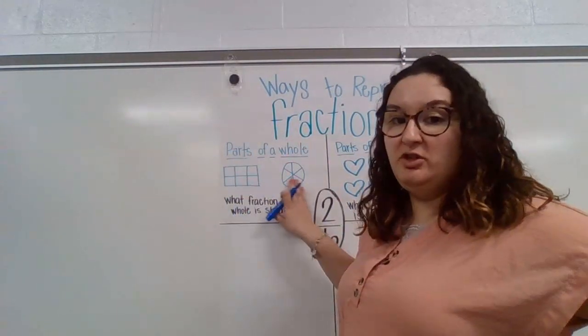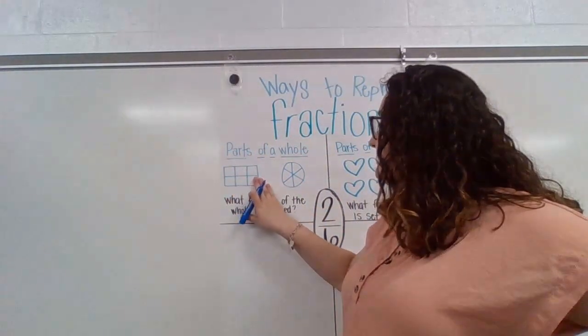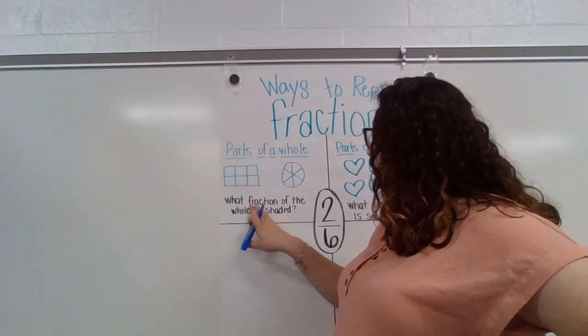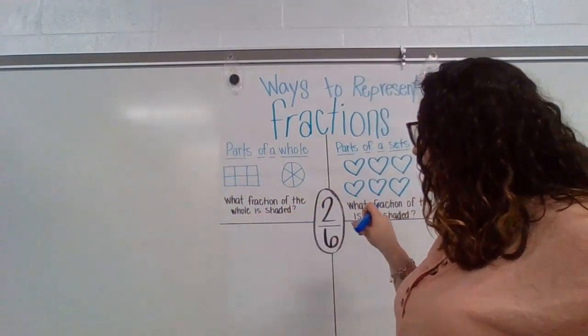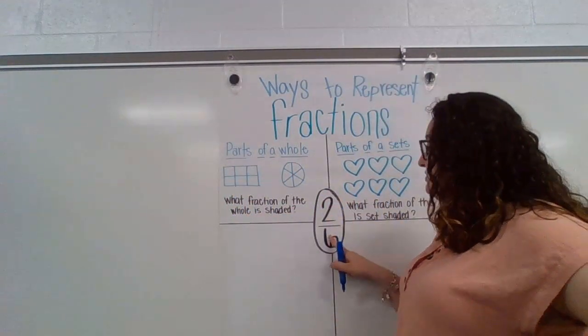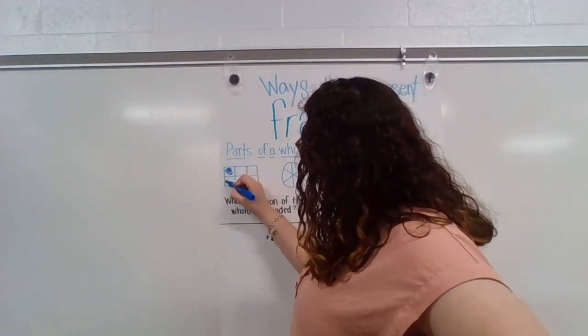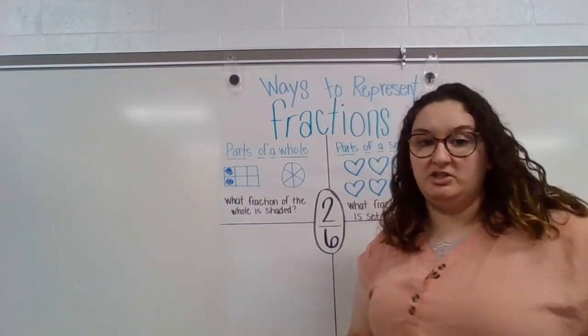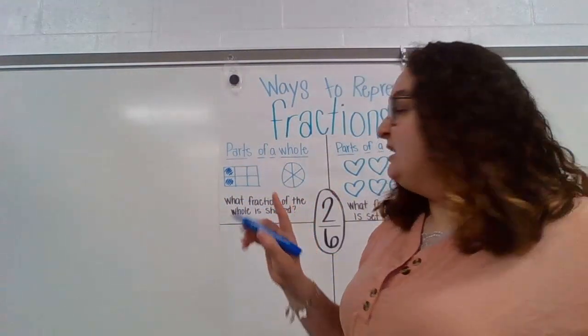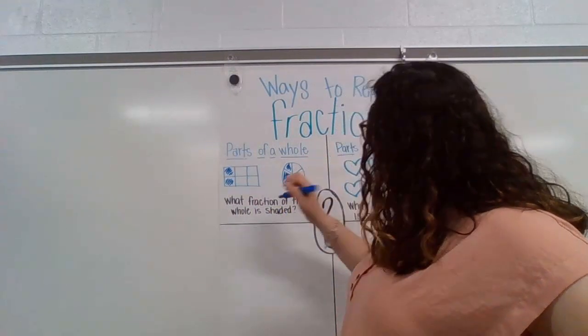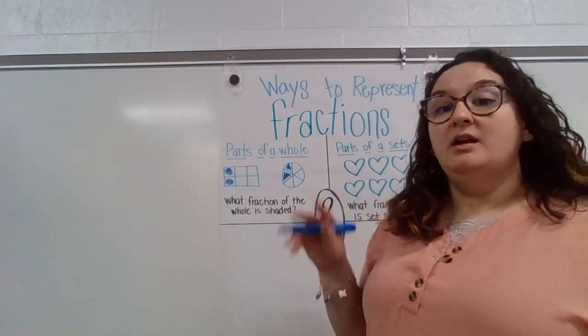And if you notice, I have two wholes. This one is divided into 6, and this one is divided into 6. So what is the fraction of the whole that is shaded? So we know 2/6. So that means that I'm going to shade in 2 parts of my model. Same thing for here. I'm going to shade in 2 parts. Okay, so parts of a whole.